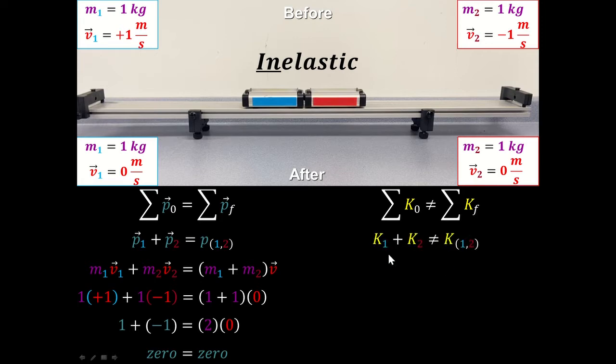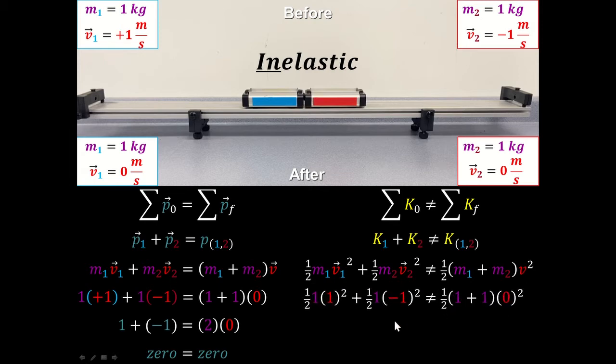Let's see why. If I just take the kinetic energy of the first cart and add it to the kinetic energy of the second cart, I'm saying that it does not equal the combined kinetic energy of both carts. And let's see why. Well, here's 1/2 mass times velocity squared is kinetic energy of one cart, kinetic energy of the other cart, and 1/2 the combined mass moving at that velocity squared.